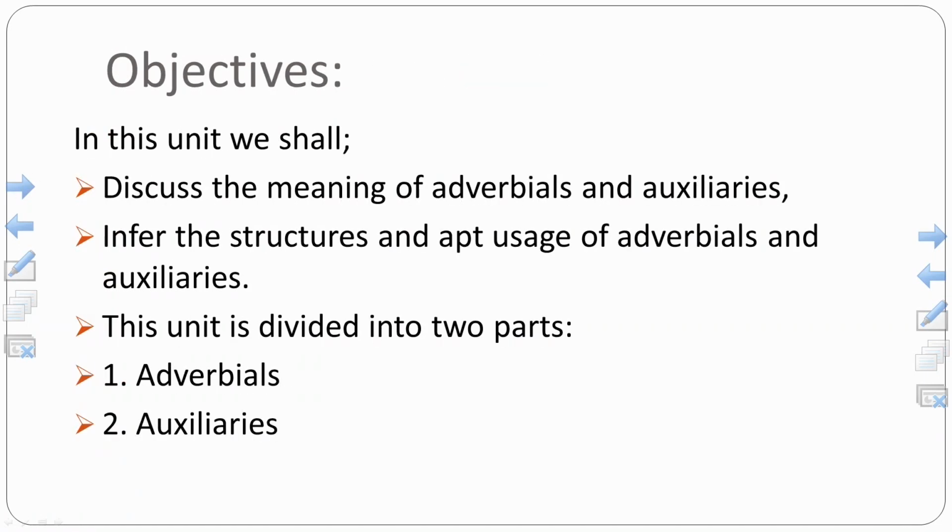if you look at the objectives of this unit, in this unit, we shall discuss the meaning of adverbials and auxiliaries. We'll infer the structures and apt usage of adverbials and auxiliaries. And also this unit, as we discussed, is divided into two sections. One is adverbial and the second one is auxiliaries. These 2 points we have studied already in grammar, but today we are going to study them in this paper of English language and structure in more detail.